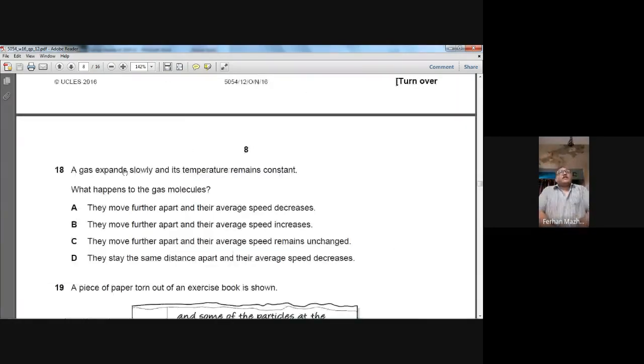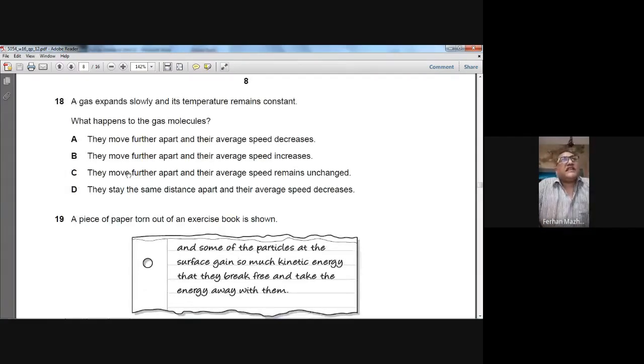On your screen right now we have question number 18. A gas expands slowly and its temperature remains constant. What happens to the gas molecules? A gas expands slowly, the volume is increasing, and the temperature is not changing. The speed will not change. But they are expanding, so the intermolecular spaces will increase. They move further apart and their average speed remains unchanged. C is the option. Question number 18, C is the right option.